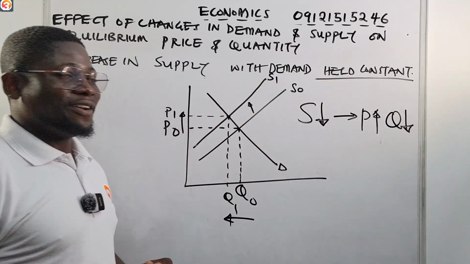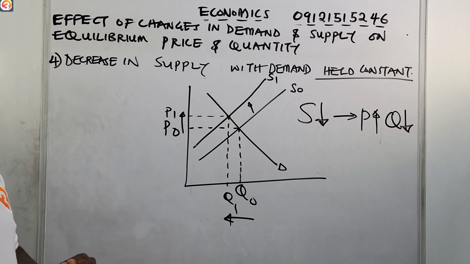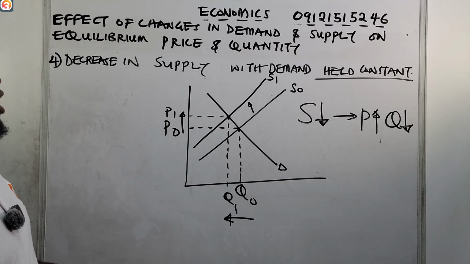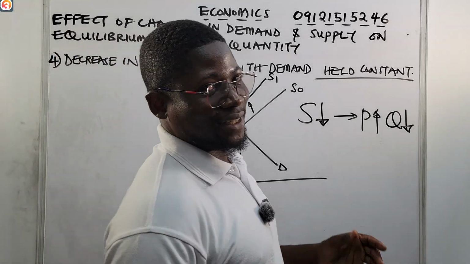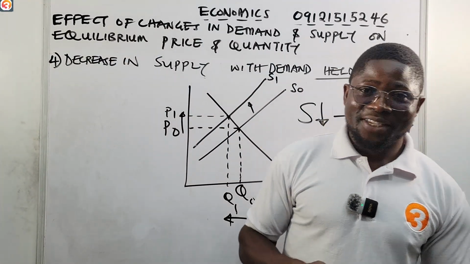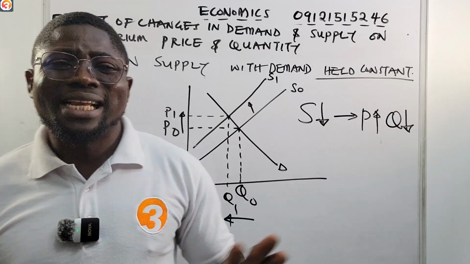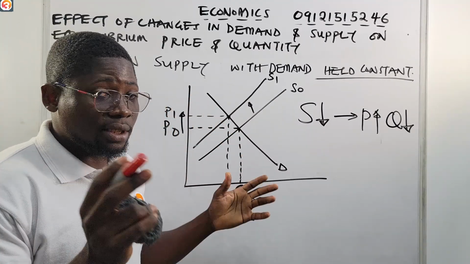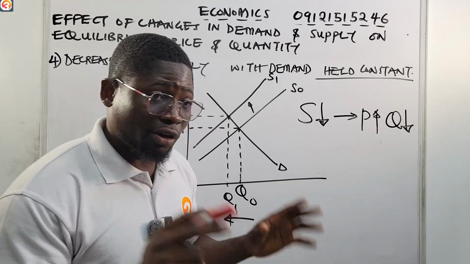Okay, so these are the four scenarios that explain in detail the effect of changes in demand and supply on equilibrium price and quantity. I'm sure you have enjoyed yourself very well. So what you just need to understand is the graph. Just know that, okay, increase in demand. Let me draw my graph. I don't want to cram it.